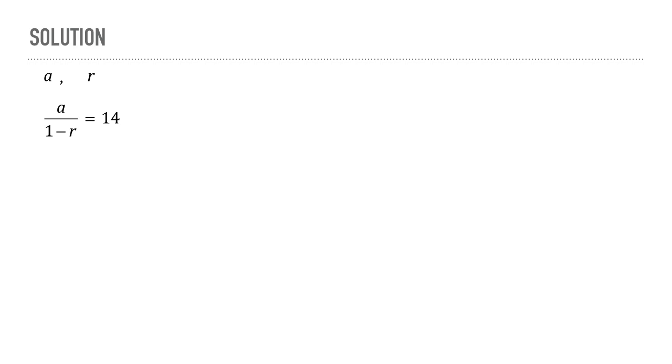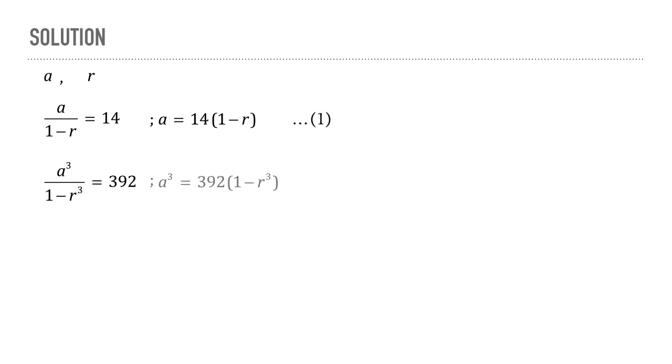When we cube the terms of the GP, we get another infinite GP whose first term is A cubed and whose common ratio is R cubed. Therefore, we have the condition that A cubed divided by 1 minus R cubed is equal to 392. From the first equation, we get that A is equal to 14 times 1 minus R. From the second equation, we get A cubed is equal to 392 times 1 minus R cubed.